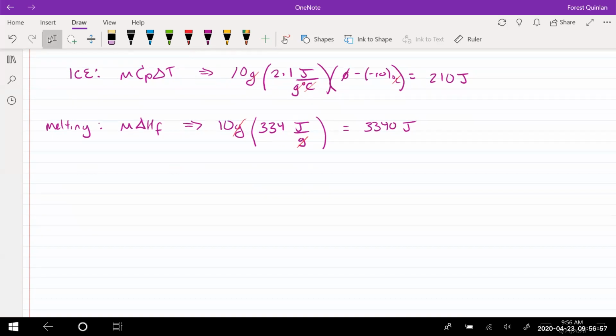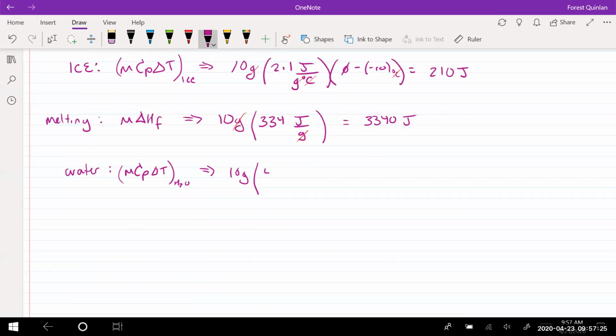Once we have melted it, now we can heat up the liquid. So if we look at the water, we have the MCP delta T for water. I guess I should have put out that this was for ice. We got to keep track of what we're looking at. So that's 10 grams. The heat capacity was 4.186 joules per gram degrees Celsius.